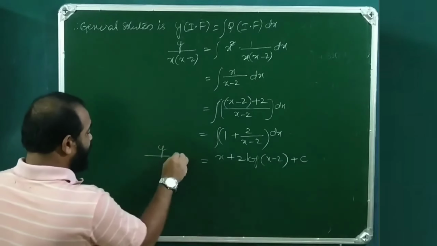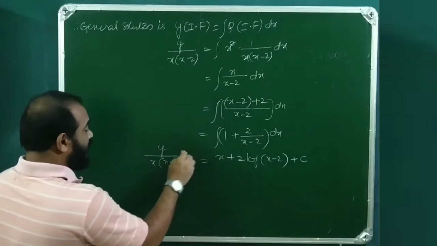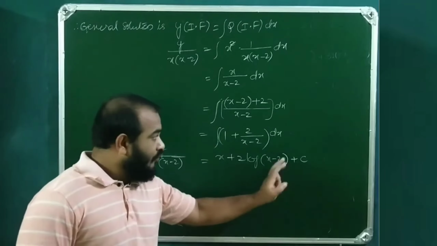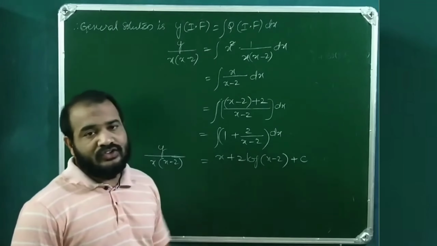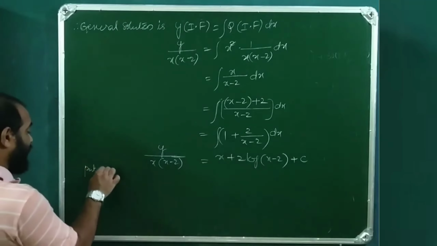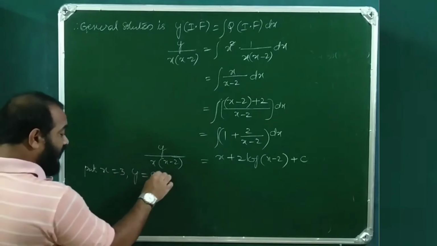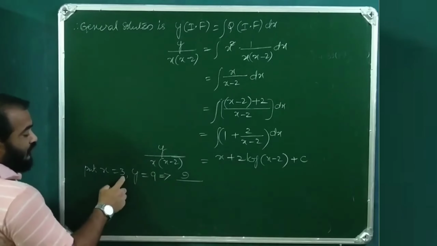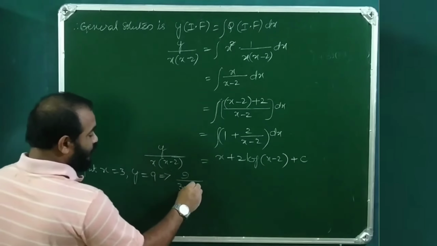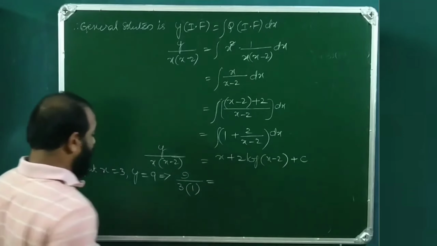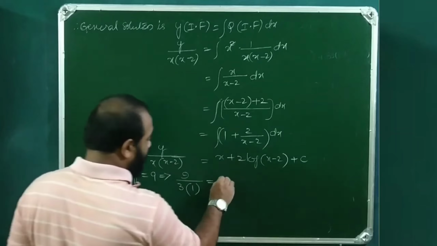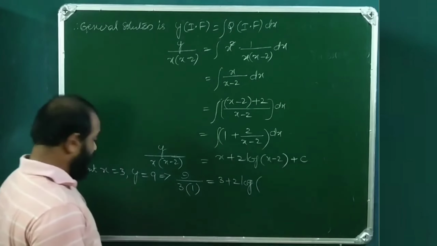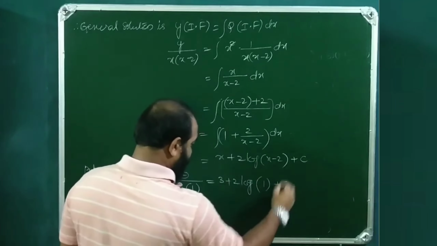This is y by x into x minus 2. So this itself is the required general solution, but he is asking to find the particular solution at x equals 3 and y equals 9. So put x equals 3, y equals 9. In this we'll get y value is 9 by x into x minus 2, 3 into 3 minus 2, which is 1. This is equal to the value of x, which is 3, plus 2 log of 3 minus 2, which is 1, plus c.